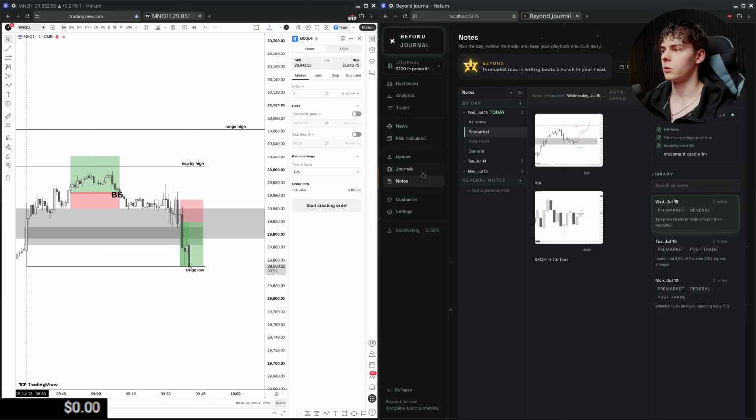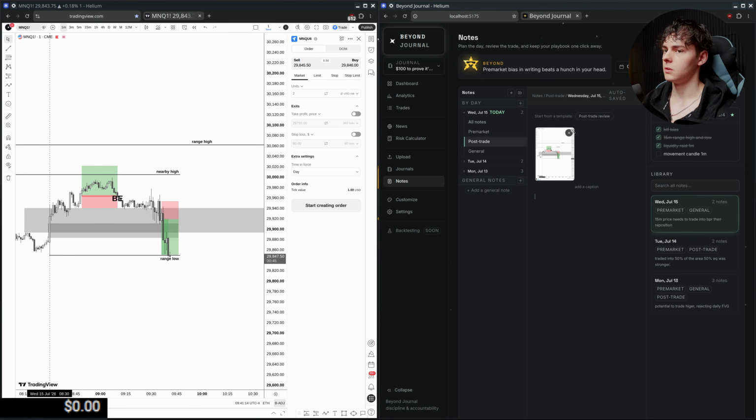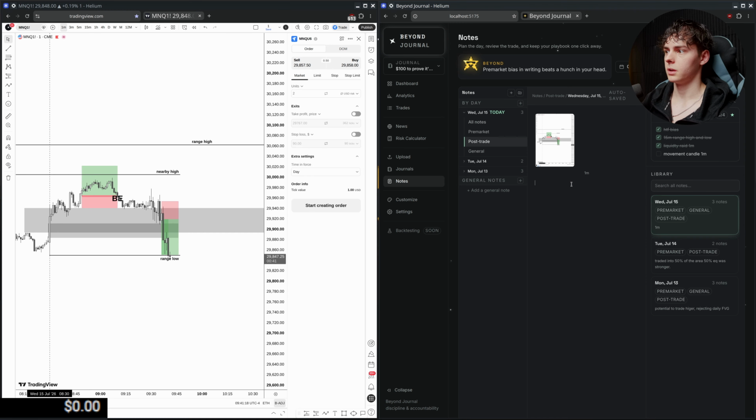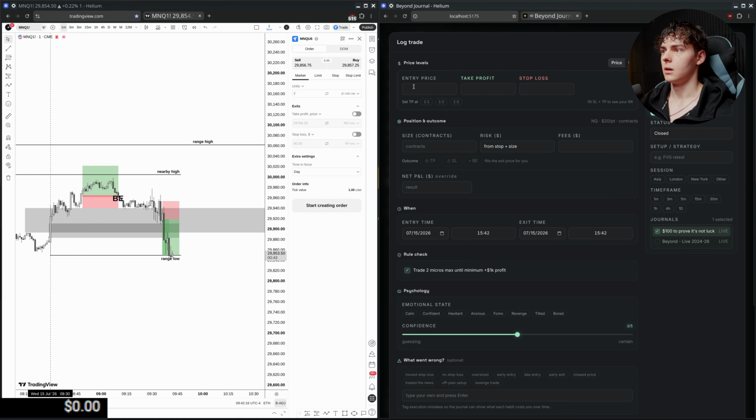So we're going to be doing our post market. This was all of that basically. I would say both trades were pretty good to take. This was on the 1 minute time frame right now. Both trades were valid. I did change my bias. Okay, this is pretty much going to be it. Then let's log in a trade.